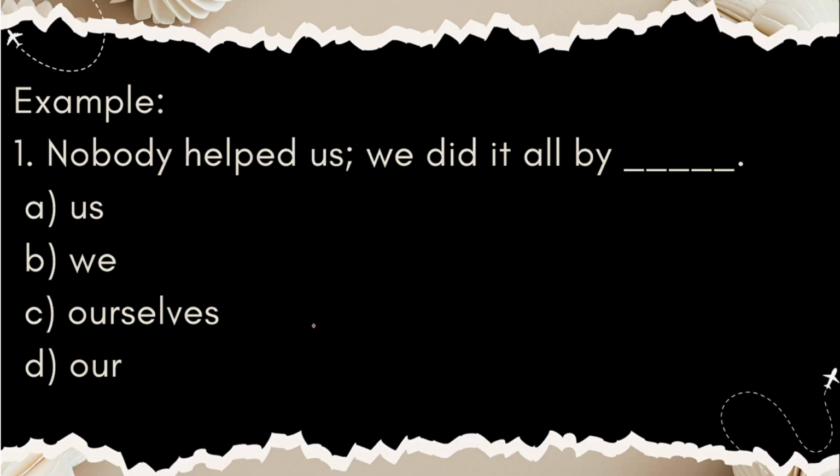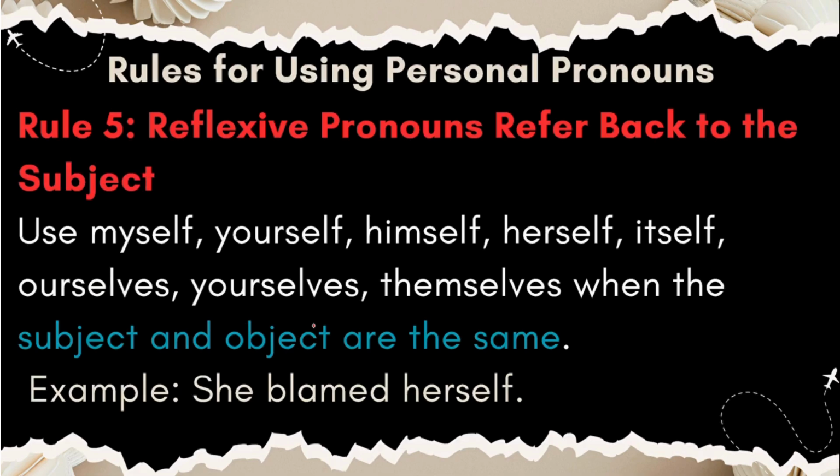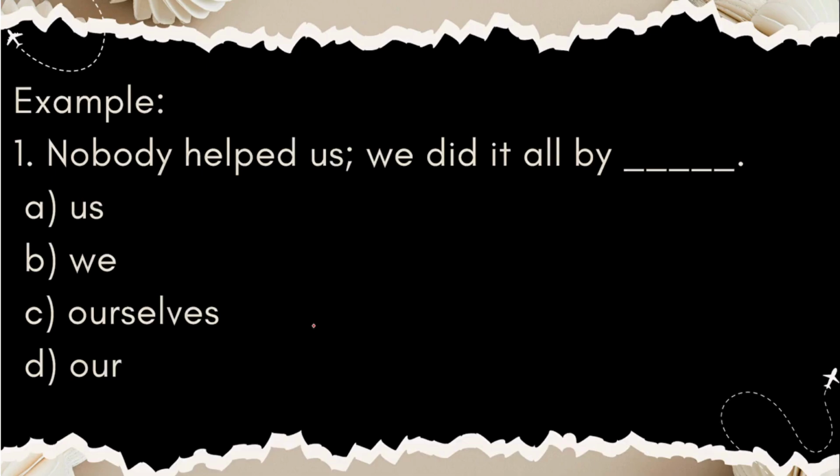Nobody helped us. We did it all by dash. Nobody helped us. We did it all by we. No. We did it all by ourselves. Do you think it's correct? We did it all by us. Reflexive, right? It talks about the subject and the object being the same. So let's say nobody helped us. We did it all by ourselves. Us shows that it is a group of people, ourselves. So the right answer is ourselves. I hope you understand this.